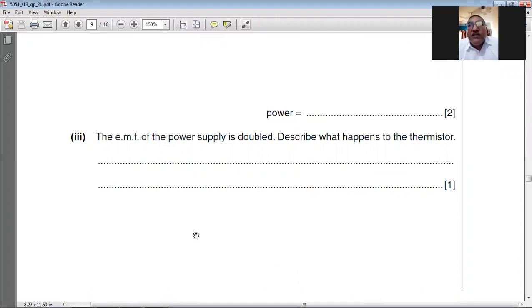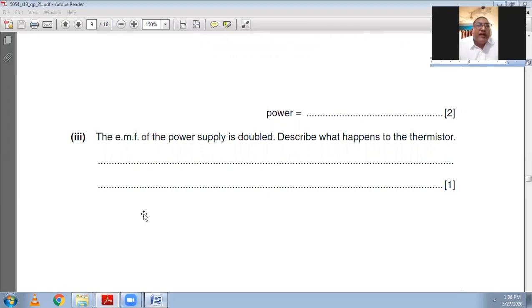So when you double the EMF of the power supply, the power around the thermistor will also double, and it will cross the limit, the power rating of the thermistor. So what will happen is that the thermistor will become very hot. It may blow. It will overheat.